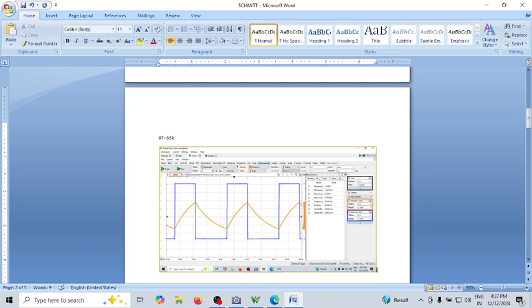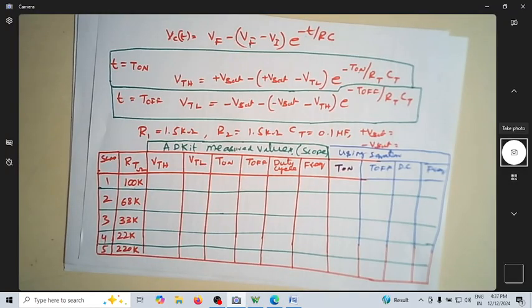Use these values for calculating the theoretical values which are intended to be found here. You're supposed to find all these values, for which you should know what VSAT and minus VSAT are, all those things. So next it is 22K. I'll make this 20, this is 2. Now I made it 22K.